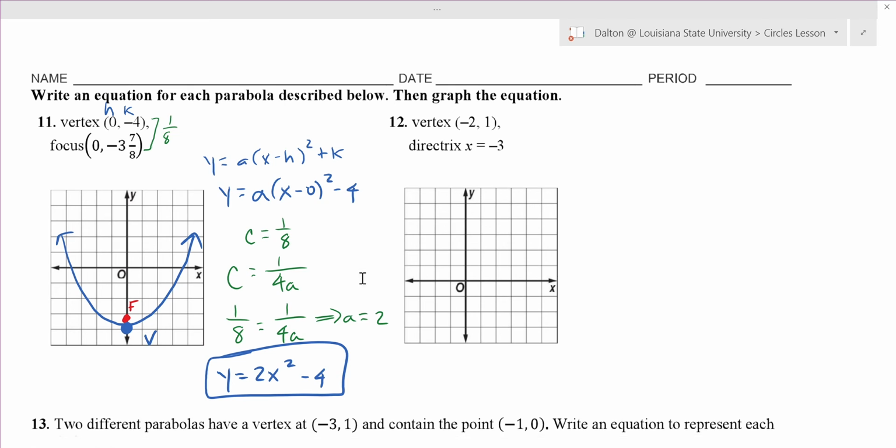Number 12 is a similar idea, except instead of giving you the focus, I give you the directrix, but you're still going to make use of the variable a.